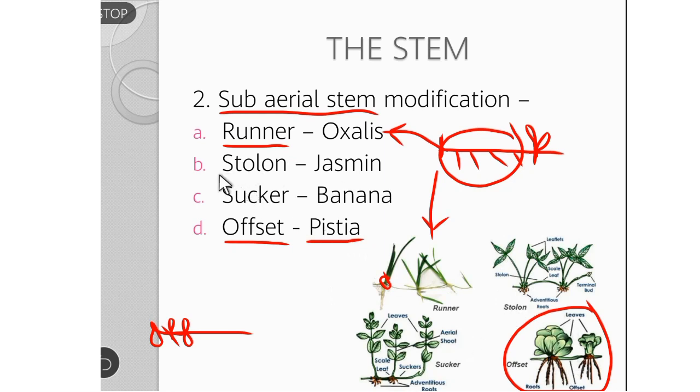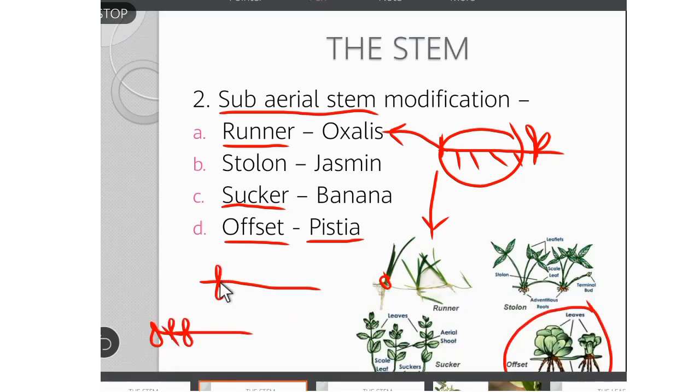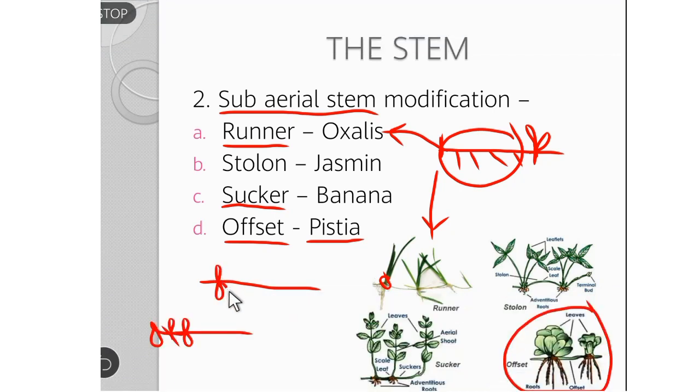Now the next one, we can learn about sucker. Sucker is also a subaerial stem modification in which, suppose let's deal with the diagram. Suppose this here is a short stem. This is the soil. From this node, a new branch is produced underground, and it grows and produces a new plant here.